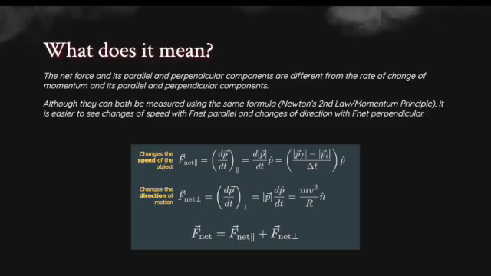What does it mean? Although it asks us to find the difference between the parallel and perpendicular components of momentum and net force, they are actually the same. They're both Newton's second law, and we can restructure the equation in order to get both of them. It's also just important to note that F net parallel gives the speed of the object, while F net perpendicular gives the direction.